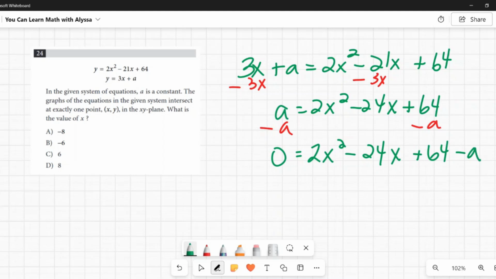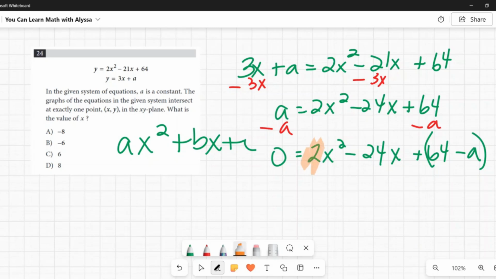And we're told a is a constant, so these go together. They are together my c. And when I say my c, we're talking about ax squared plus bx plus c. So this would be my a, negative 24 would be my b, and 64 minus a altogether would be my c. Now we're told this has one solution. One. Okay, so we've combined them together. We've made this little hybrid equation, and it has one solution.